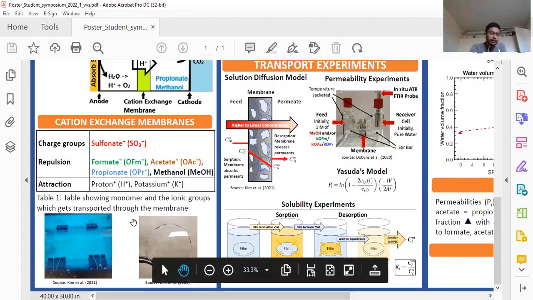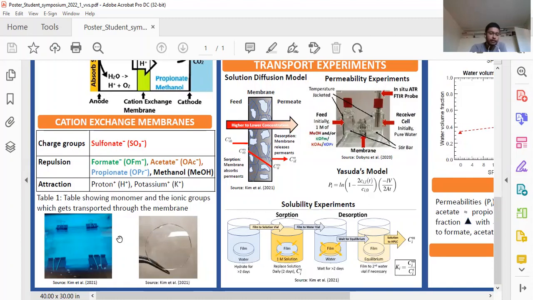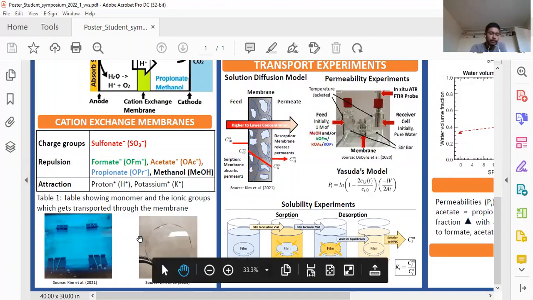So the figures here in the bottom show how the membranes in our labs are made. The figure on the left shows the UV crosslinker which is used for the membrane preparation, and the figure on the bottom right shows how the membranes appear after preparation.